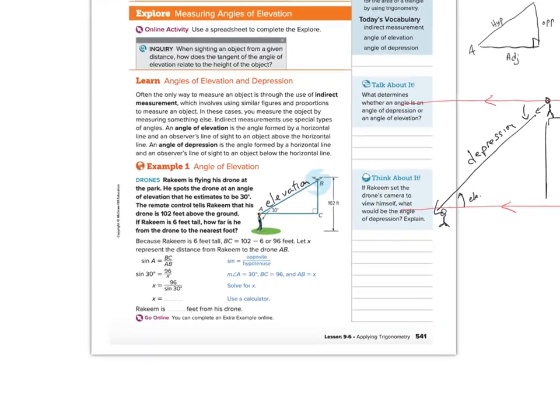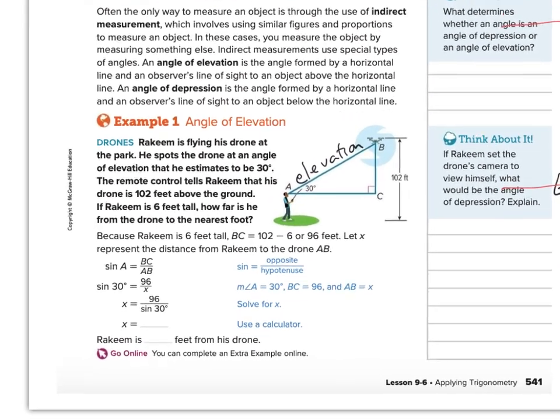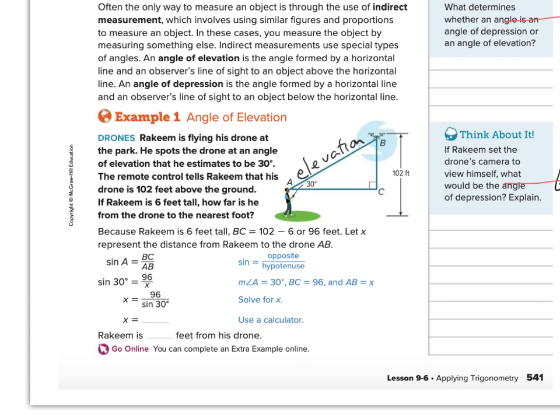So here, looking at this first example, Rakeem is flying his drone at the park, and he stops the drone at an angle of elevation that he estimates is 30 degrees. Again, from his level eyesight across the horizon, we went up 30 degrees. And the remote control tells Rakeem that the drone is 102 feet above the ground.